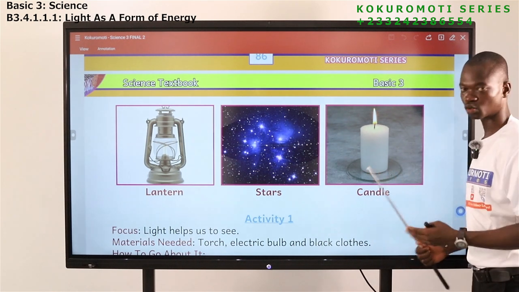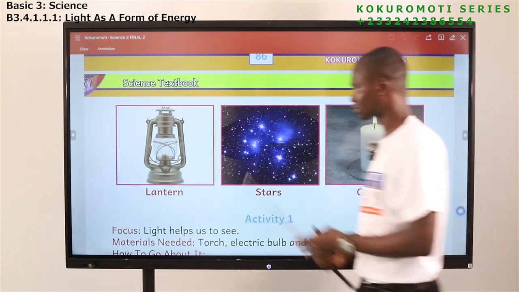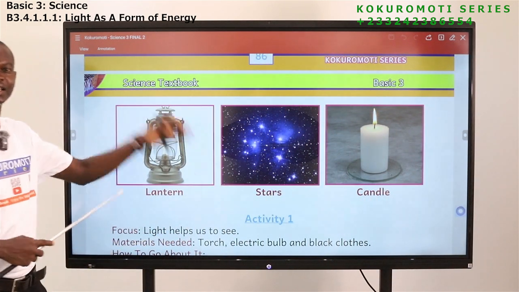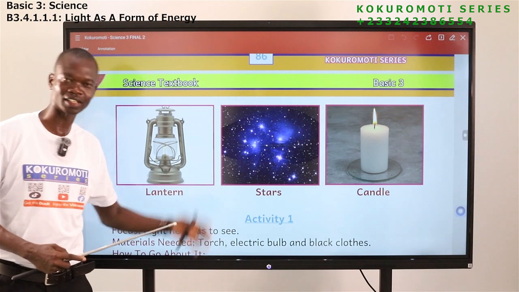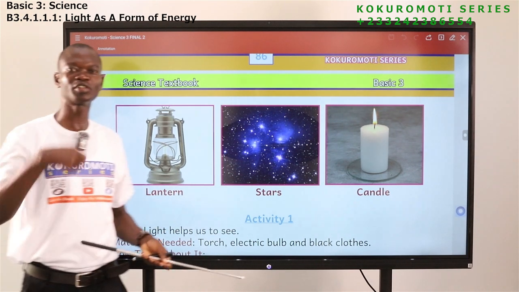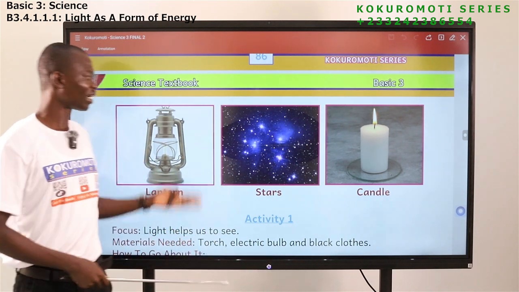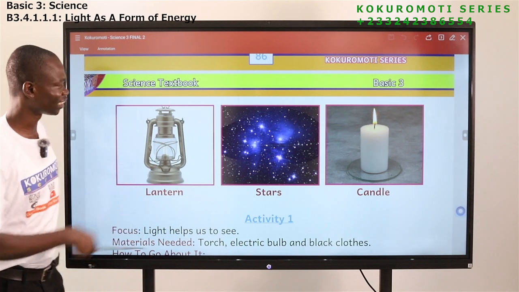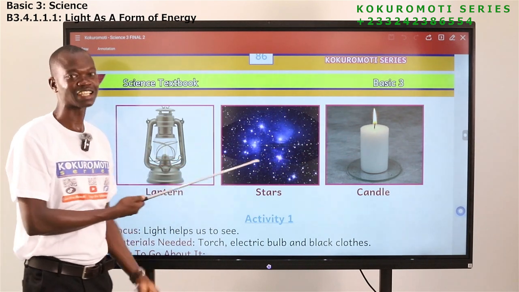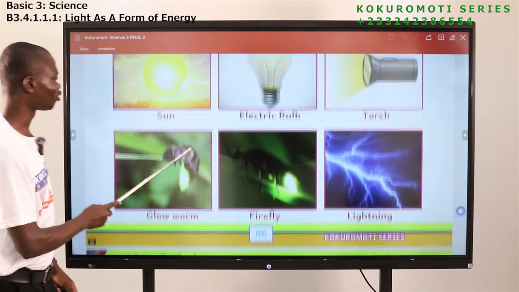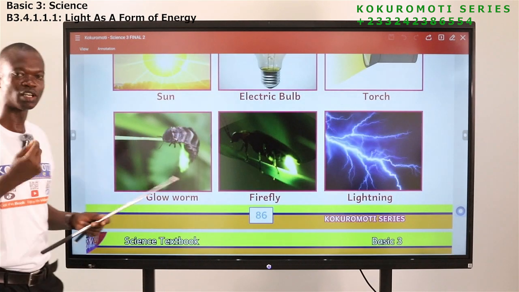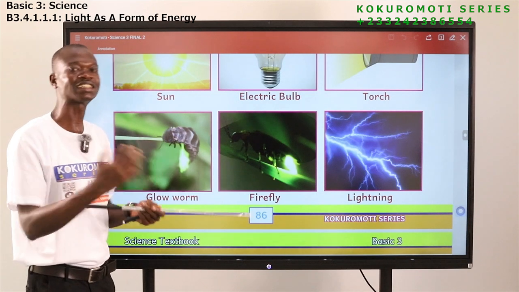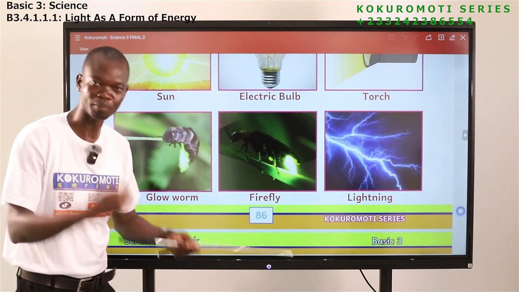Yes, candles are also what? Man-made. So if you compare the man-made and the natural ones, all the man-made ones, before you get them, you pay money for. But the natural ones, you don't pay money for. We buy lanterns, we buy candles, but we don't buy stars. Do we buy stars? No. So for you to know the difference, the ones that are made by human beings, we pay for. The ones that are made by nature or by God, we don't pay for.